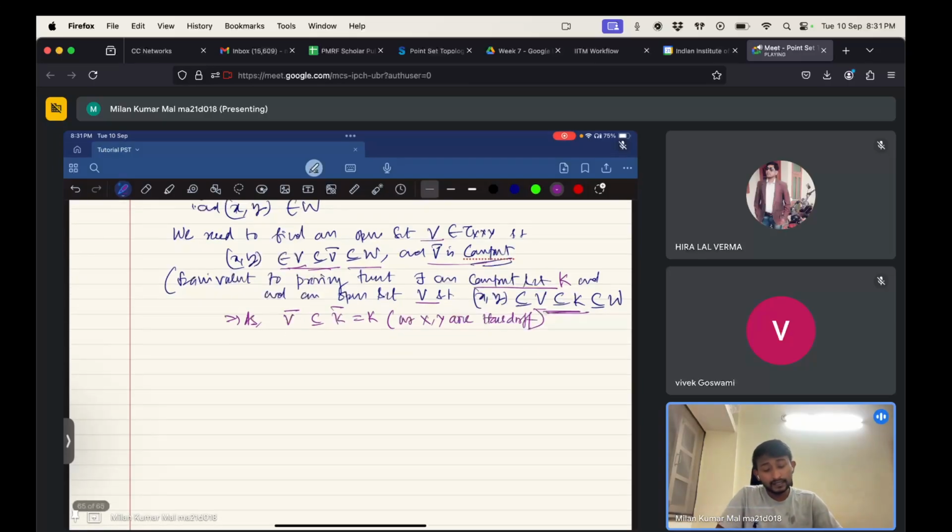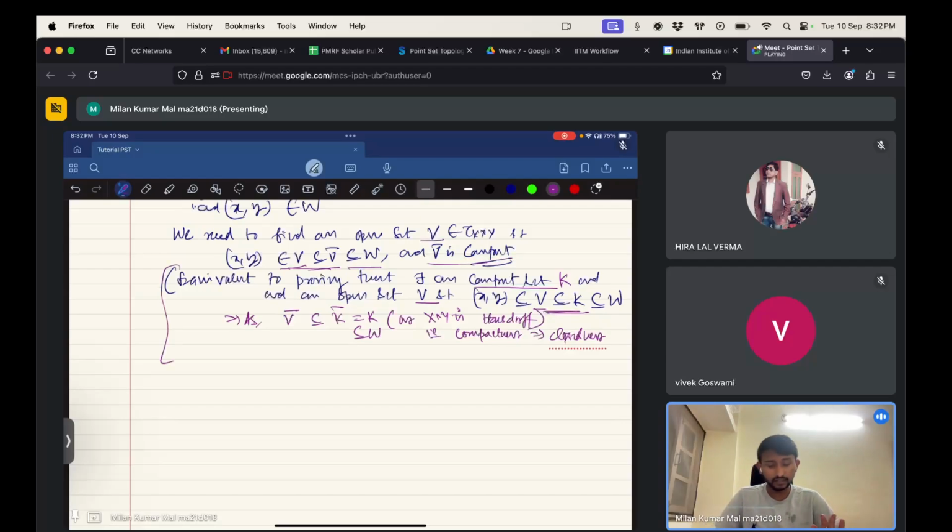Because if V is a subset of K, then V bar is a subset of K bar. But X and Y are Hausdorff spaces, so X cross Y is again a Hausdorff space. In a Hausdorff space, compact means closed, that is, compactness implies closedness. So K bar is K, and this is sitting inside W because K is sitting inside W, so done, right?